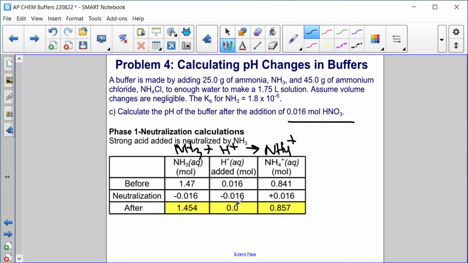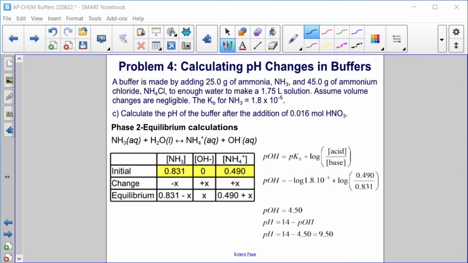We neutralize all of the acid, right? That's the cool thing about a buffer. It neutralizes all the acid. In doing so, it consumes that amount of base and produces that amount of the conjugate acid. So this is our number of moles after the neutralization.